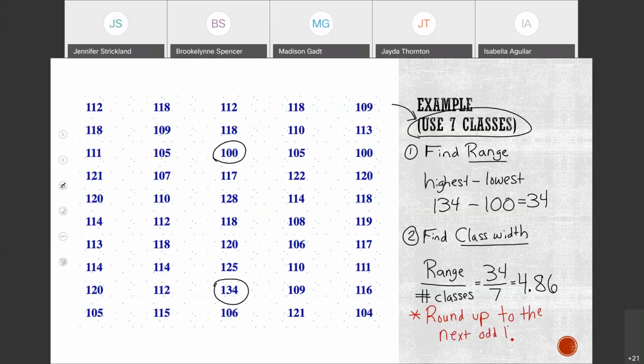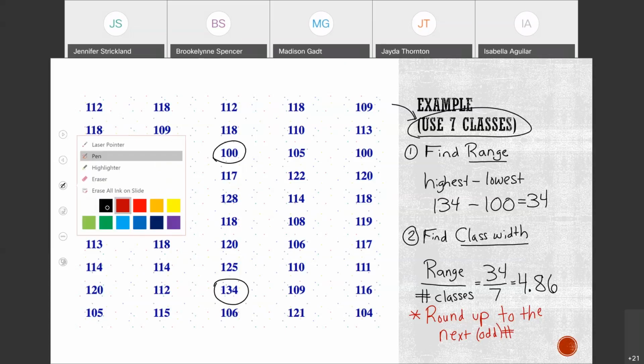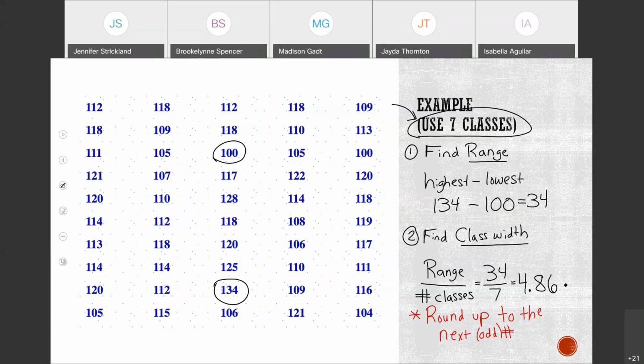odd number. Now, you do not have to round it up to the next odd number, but you do have to round it up to the next number. So I'm just going to maybe stick that in parentheses. Odd is better. I would like for you to do odd, but it's not an absolute must. But you do have to round it up to the next number. So 4.86 would round up to 5, and 5 is odd, so we're good, right? All right, so we know that that's going to go to 5.